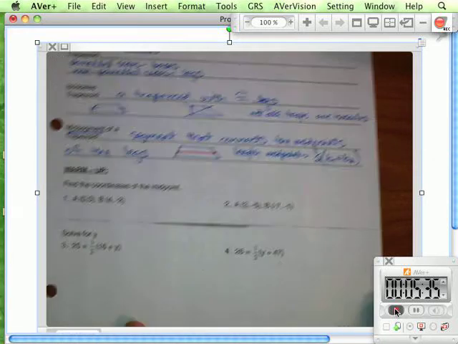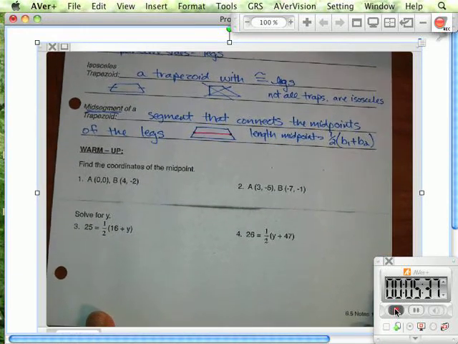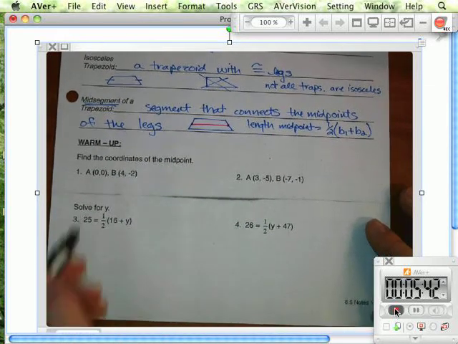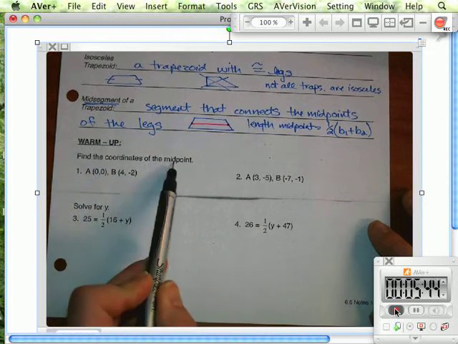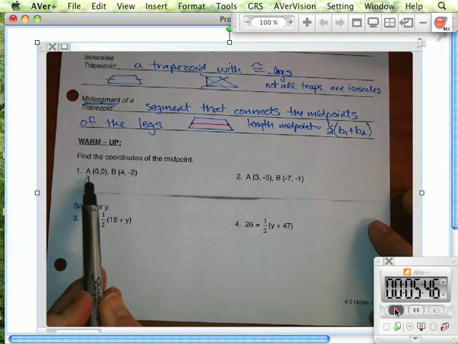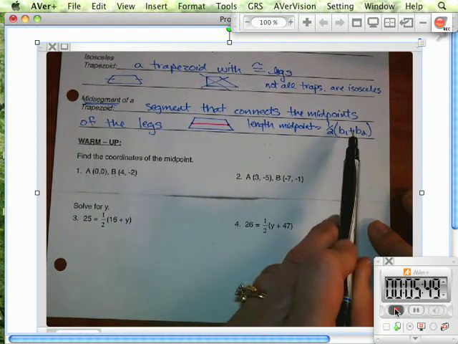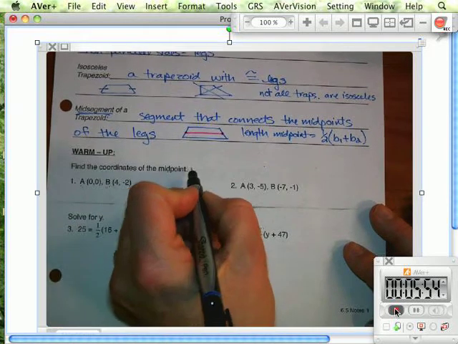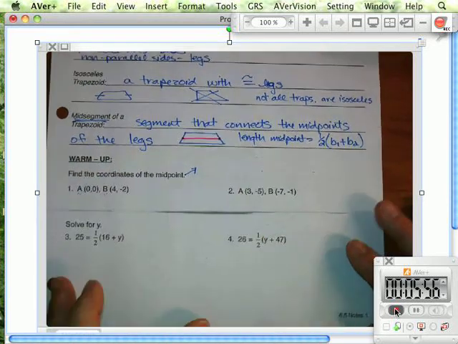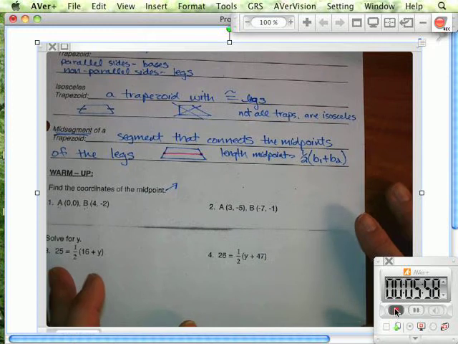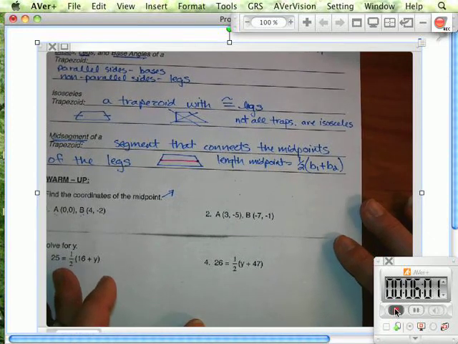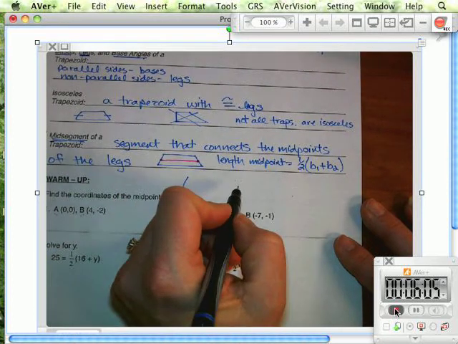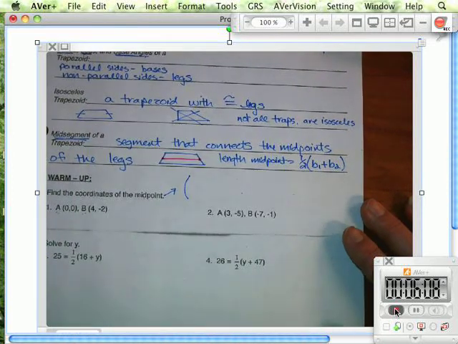All right, so this says warm-up. It was intended as a warm-up, but I'm just going to have you do it as a refresher. So here it says find the coordinates of the midpoint between these two points. It's not using this formula. It's not saying find the length of the mid-segment. It says find the coordinates of the midpoint, and this is review from last semester. Does anybody remember the midpoint formula? Joshua, do you remember it? That's the slope formula. So it is between two points, but that's a slope.